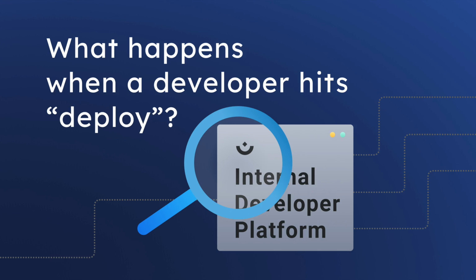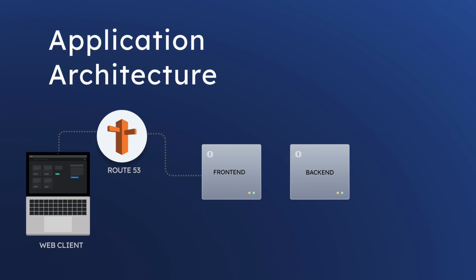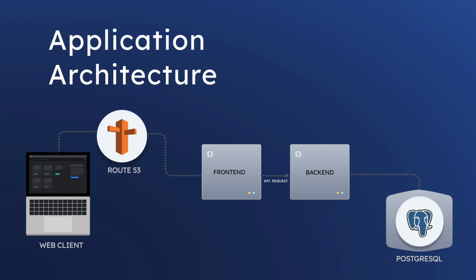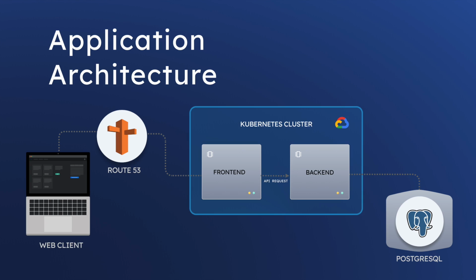A good way of understanding how such a platform works is to explore what happens under the hood when a developer hits deploy. We want to deploy a straightforward application with two containers, a front end and a back end. The front end is exposed to a public URL, the back end serves an API consumed by the front end and stores data in a Postgres database. You want to deploy the whole application to a Kubernetes cluster in GCP.